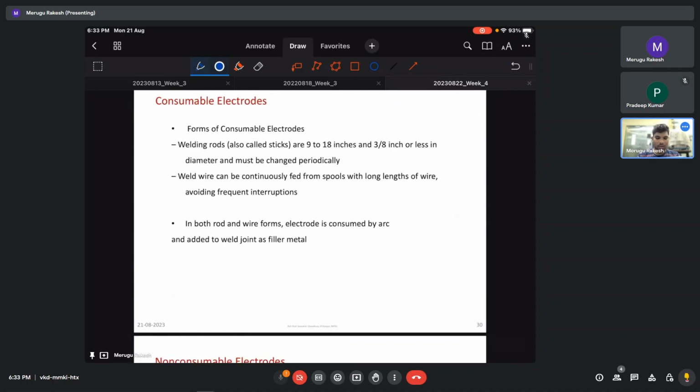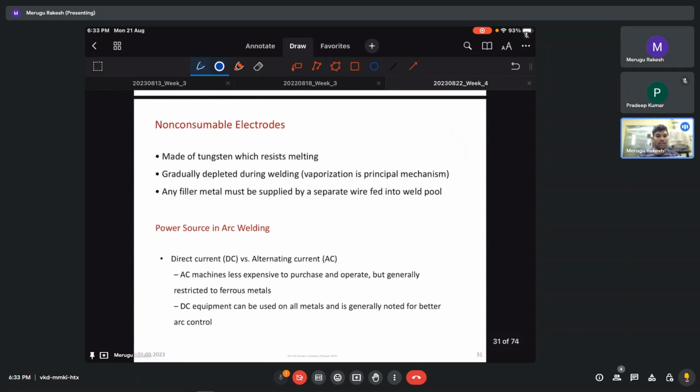But in the case of a non-consumable electrode, the electrode is made of tungsten, which resists melting and is only gradually depleted during welding. So we can use filler material, but there is no need to use filler material as well.